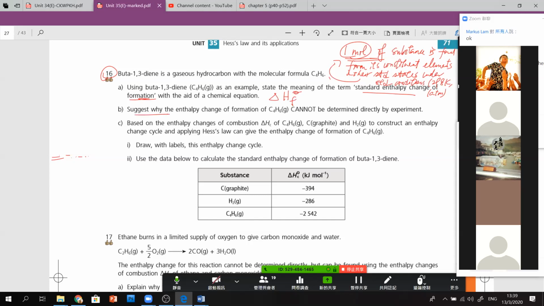Now, suggest why the enthalpy change of formation of C4H6 cannot be determined directly by experiment. So what is that actually? This is 4 carbon, so you need to know the equation first of all, before you judge. 3 hydrogen to form 1 mole of C4H6 gas, 1,3 diene. So why can't we get it directly from experiment? Xiu Junhei, I give you one more chance.